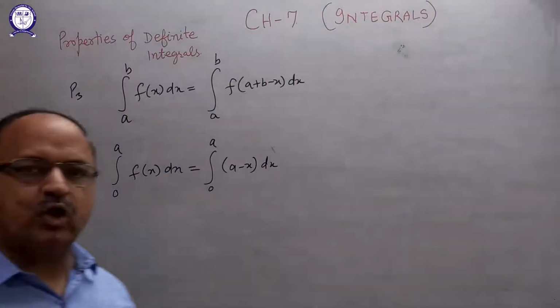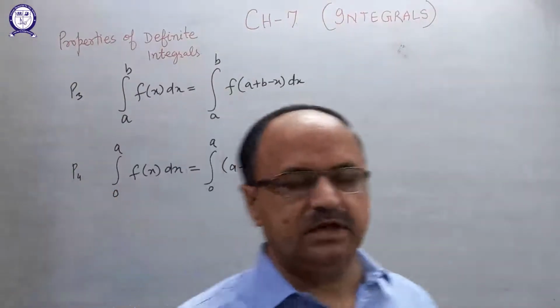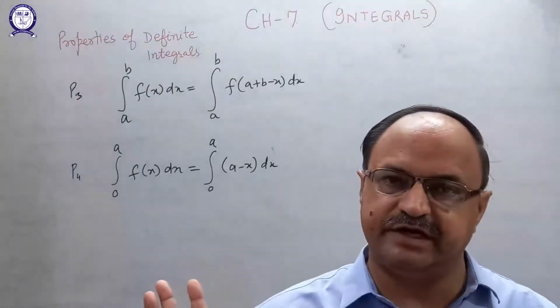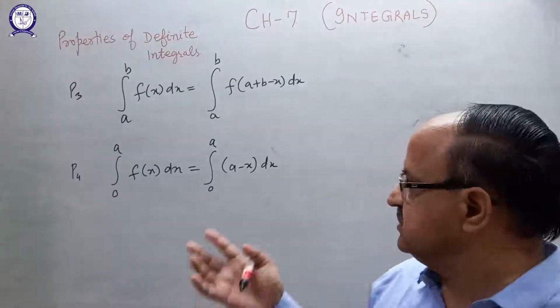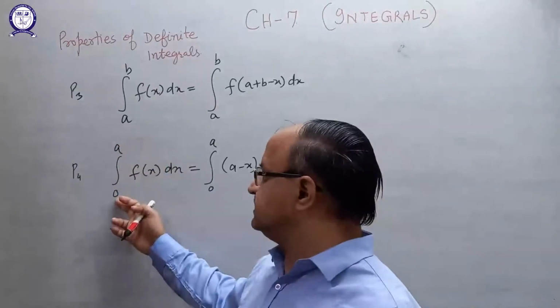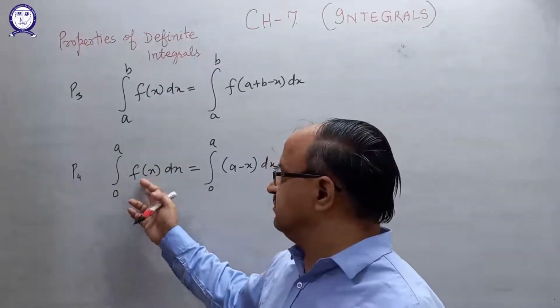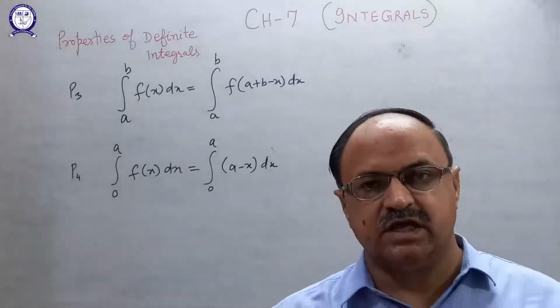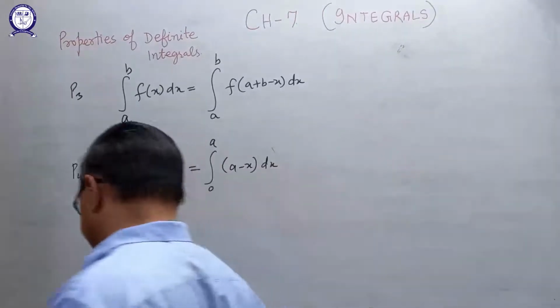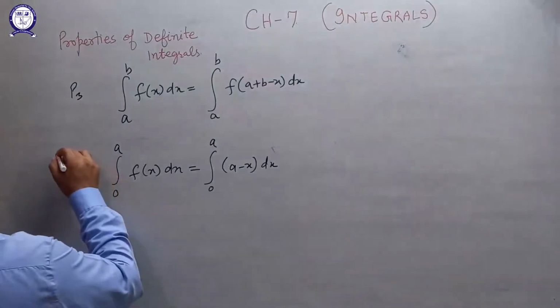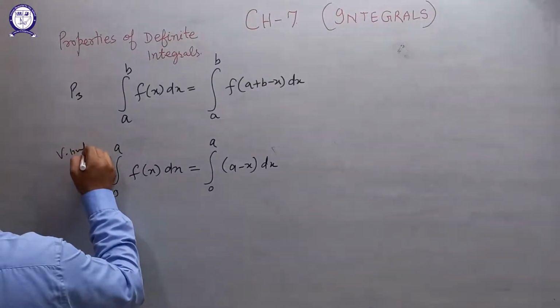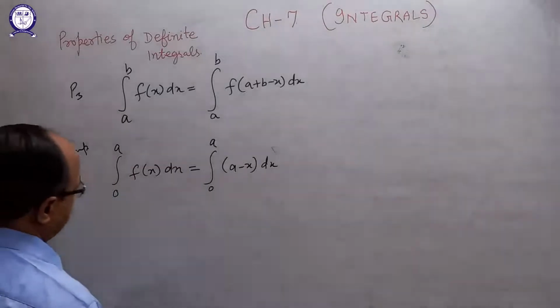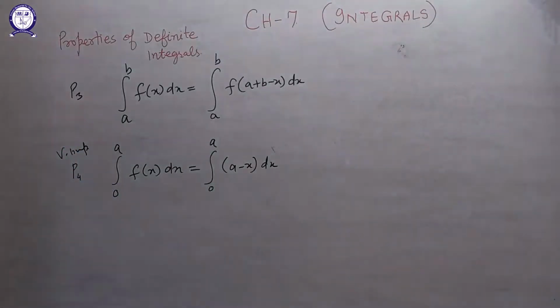Same, this is the sub property of P3. With the help of P3, you can create this property. The same function, add lower limit plus upper limit minus x. It means a plus 0 minus x, that is a minus x. This is a very important property. We use this property in many questions.